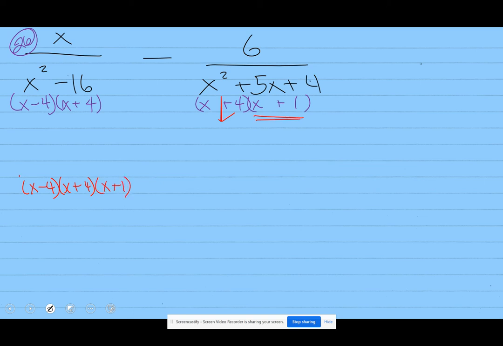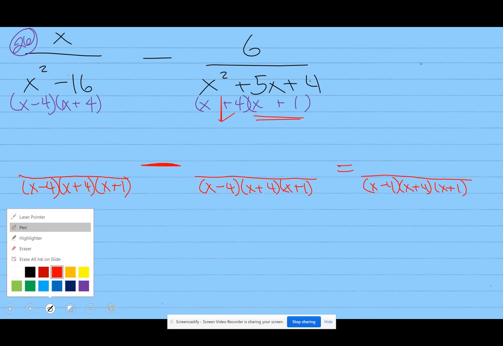All right, so that's my common denominator. Write it once for the first fraction. It's a big fat minus sign. Write it again for the second fraction. And then I'm going to write it one more time for the answer fraction. And then here we go.